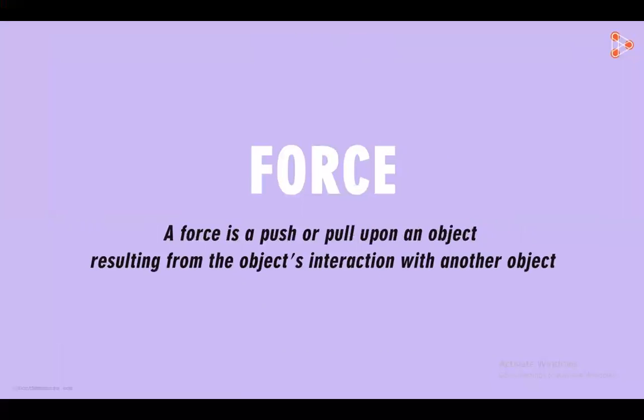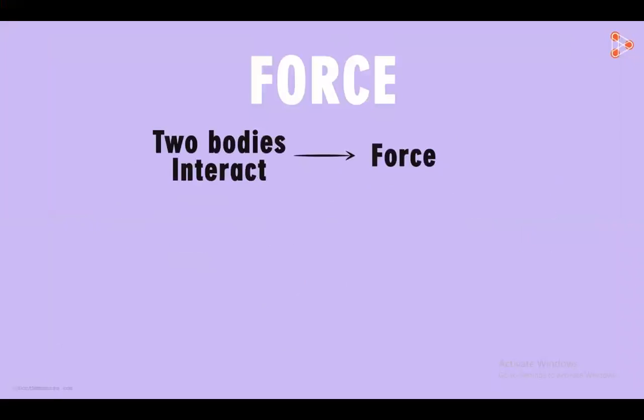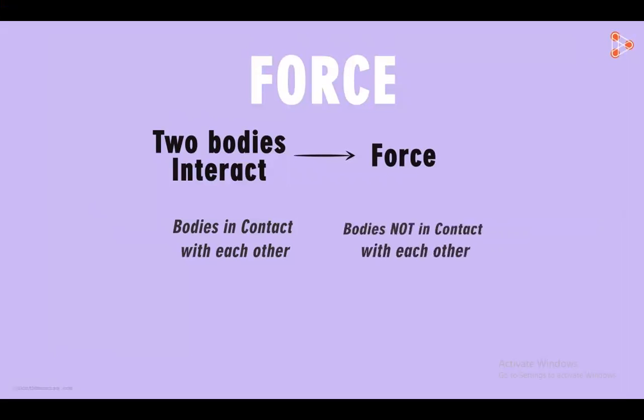At the end of the last video, I talked about interaction between any two bodies. Whenever two bodies interact, each one of them applies force onto the other. But how do the bodies interact? Interaction between the bodies can be basically of two types. One in which the bodies are in contact with each other, and the other in which they are not in contact with each other.